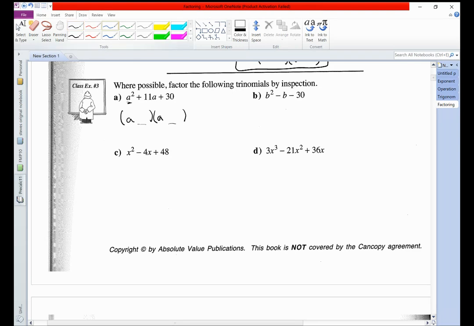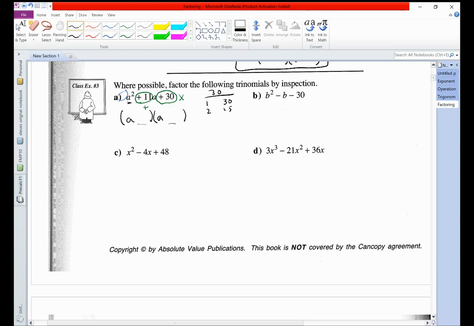So a quick way to do it is, when you don't have a constant in front of that a squared, this only works if you don't have a constant in front of that a squared, now we're looking for two numbers that multiply to 30 and add to positive 11. So I like to do this with a little multiplication table over here. So off to the side, I say, okay, what are my factors to get to 30? Well, 1 times 30 gives me 30.